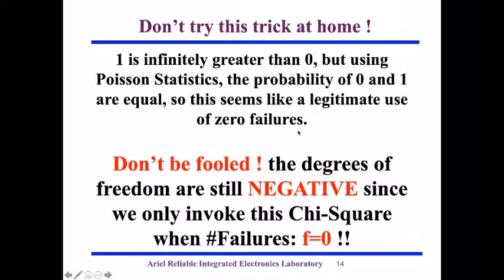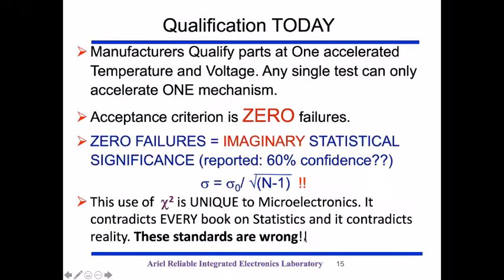I've done my job. But don't be fooled. The degrees of freedom are still negative. You can never have fewer degrees of freedom than you have data points. So we only invoke this chi-square when the number of failures, in fact, is 0. Because if you actually had failures to report, you would actually have statistical significance of your sigma.